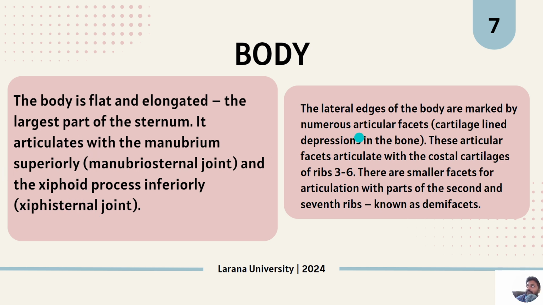The lateral edges of the body are marked by numerous articular facets. These articular facets articulate with the costal cartilages of ribs 3 to 6. There are smaller facets for articulation with parts of the second and seventh ribs.